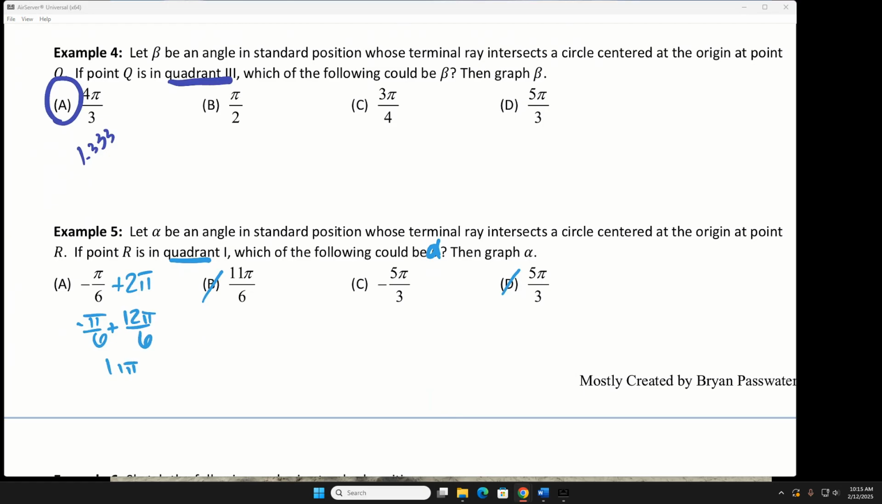All right. So that angle is going to fall in the same place that 11 pi over 6 would fall. Is that going to be quadrant 1? Definitely not. So it is going to be C, but let's go ahead and look at it exactly just to make sure I didn't mess something up. So we're adding a full rotation to it, and I do get pi over 3.